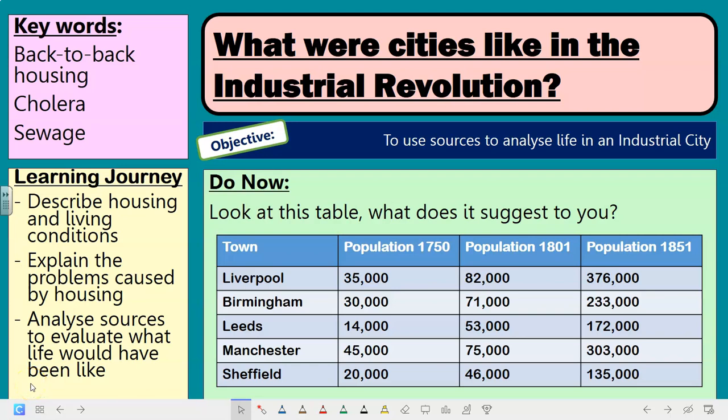Hello Year 8. Today we're looking at what cities were like in the Industrial Revolution. So today you need to write down your date and title and have a go at the Do Now task, which is to look at this table and tell me what you think it suggests. So pause here, answer that question and then come back.